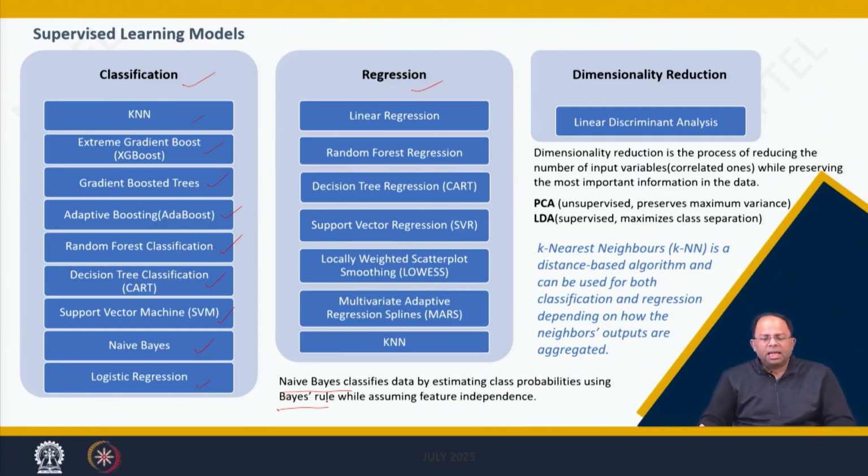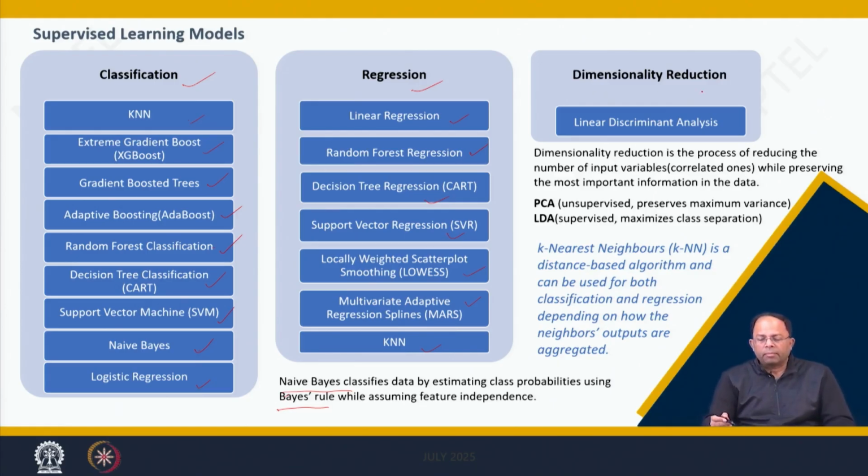Then there are regression tasks. It could be regression models like linear regression, random forest regression, decision tree regression, support vector regression, locally weighted scatterplot smoothing, multivariate adaptive regression splines, and then KNN.